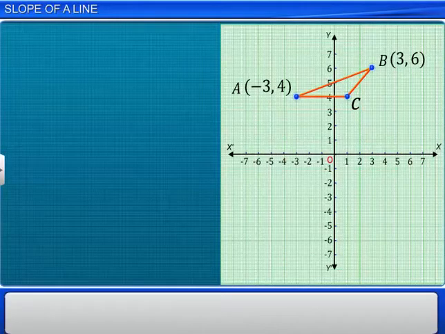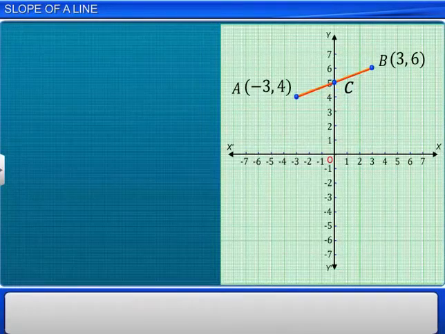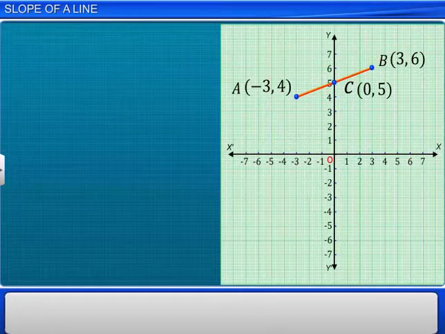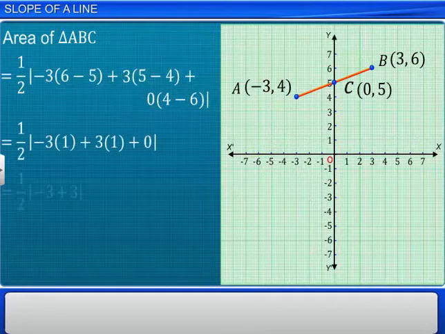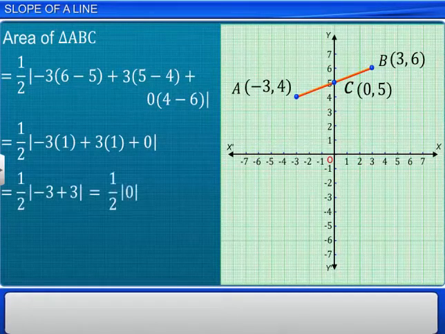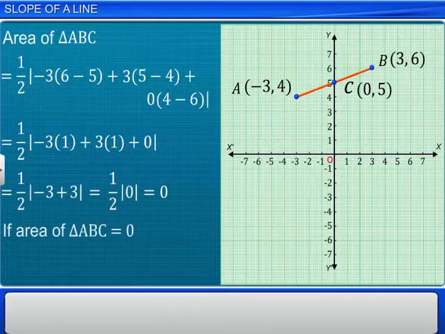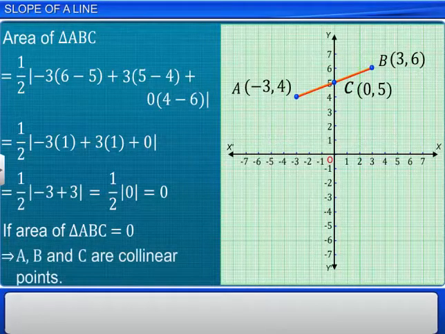Now, consider the case where points A, B and C lie on the same line or are collinear points. Applying the formula, we find that if points A, B and C are collinear, then the area of triangle ABC is 0. We can also say that if the area of a triangle ABC is 0, then A, B and C are collinear points.